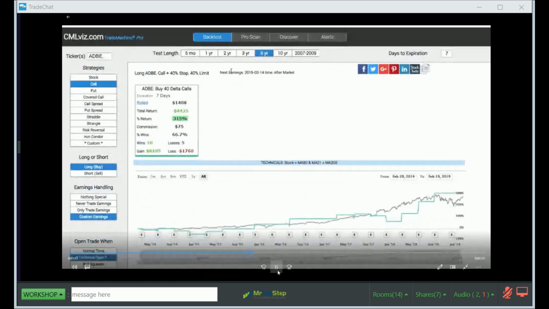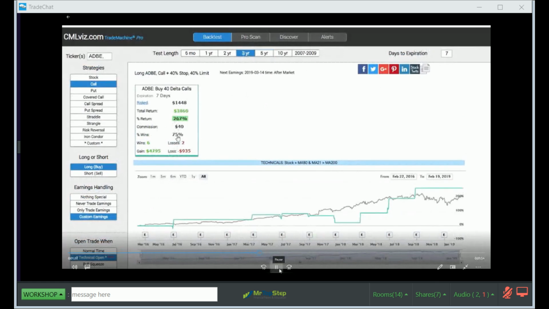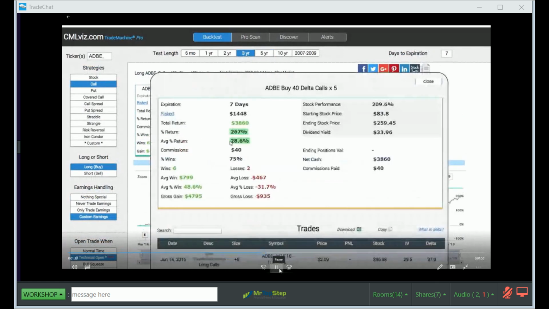What's really of interest to me is the last 3 years. I like it. 6 wins, 2 losses, 267% return. Average trade returns 28.6% in 7 days. I'm in. The next thing I want to do is check the pivot points.